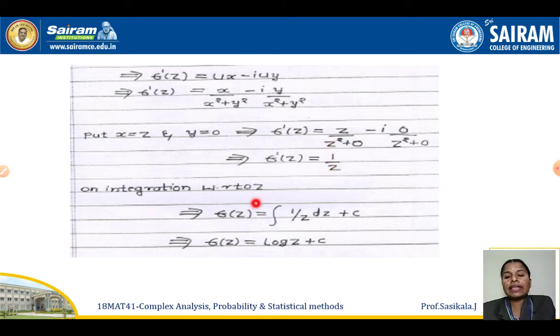On integrating with respect to z, f of z is equal to the integral of 1 by z dz plus c, which is log z plus c. So we have constructed f of z.